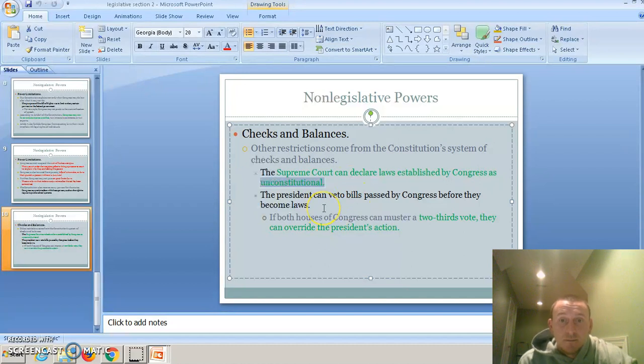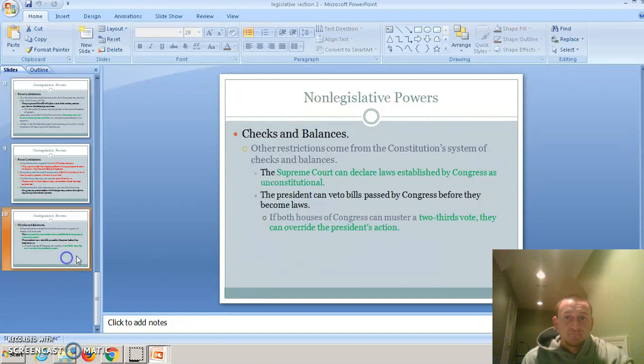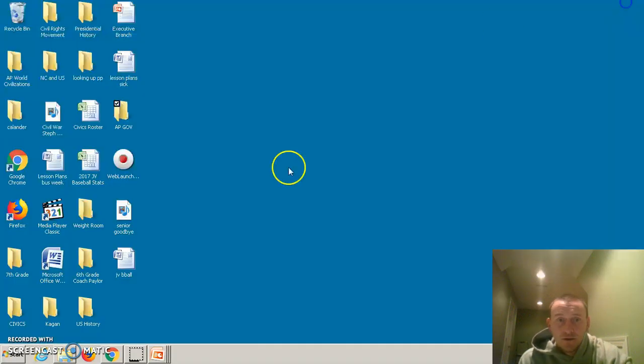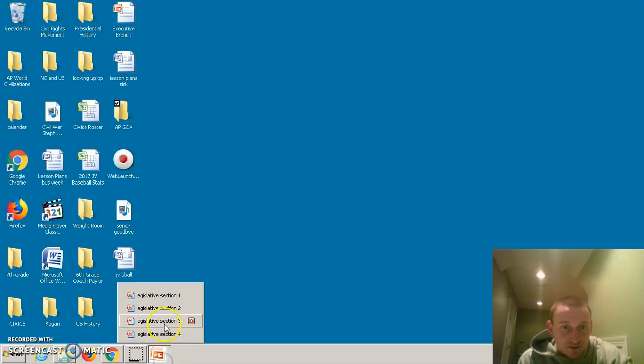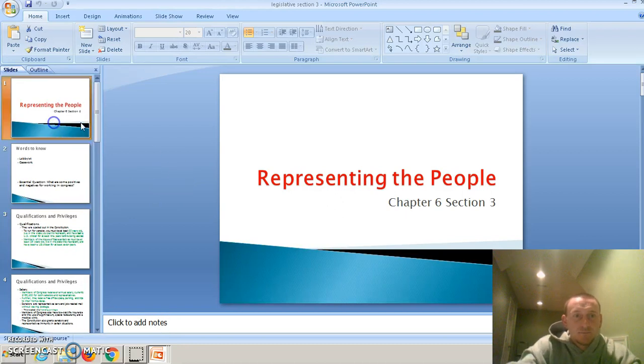Okay? The president can veto bills passed by Congress. So say the president doesn't like a bill. It gets all the way up to the president. He's like, no. I don't like this. He can veto it. Then it goes back to Congress. But they can override the president with a 2/3 vote. Okay? That's Section 2. Got to roll through this. My time's running up. Section 3, representing the people.